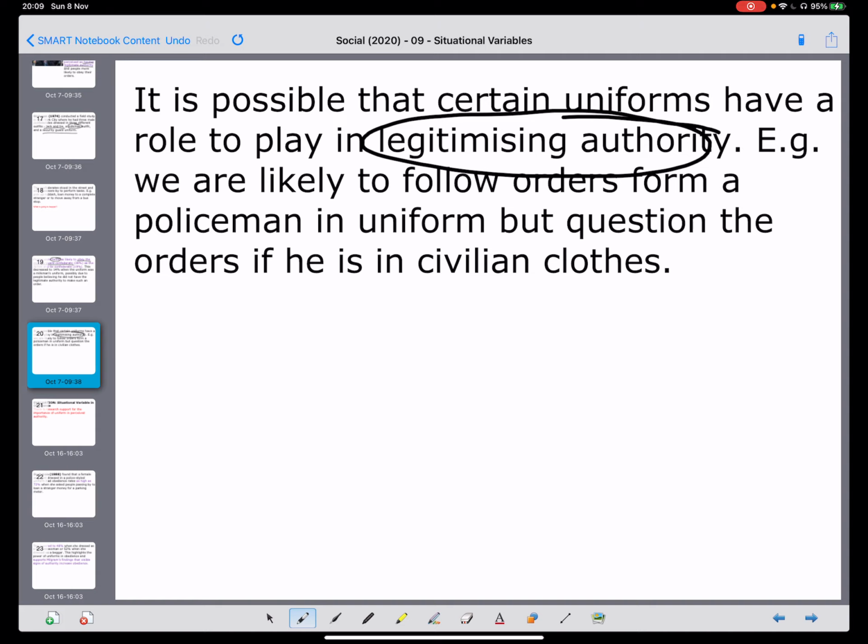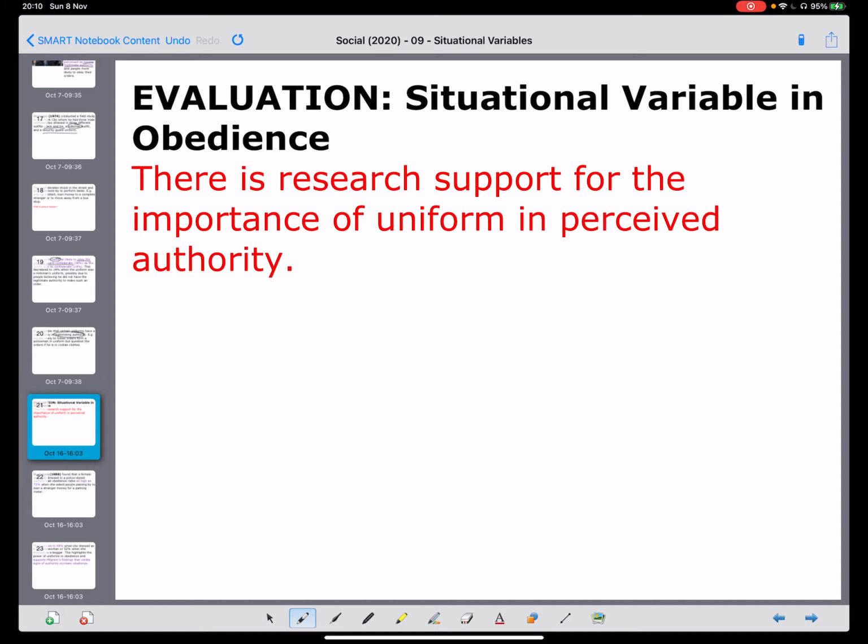We also could extend this to other situations. Think of the practical questions they could ask us about people in different places, like a nurse in a hospital, or a civilian on a train trying to ask people to put their feet down, as opposed to somebody in a guard uniform, things like that. Okay, so let's look at some of the evaluation points, and we find, of course, there is research for the uniform. I've already told you about Bickman.